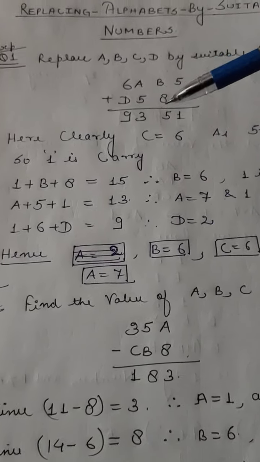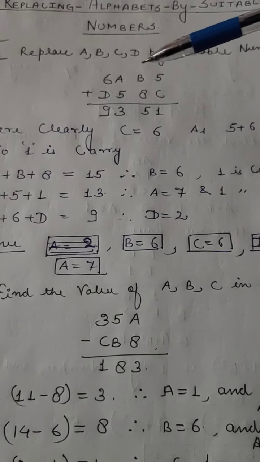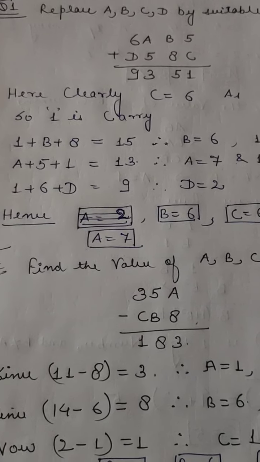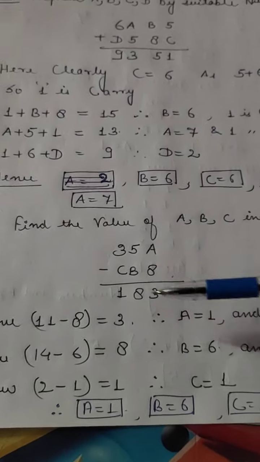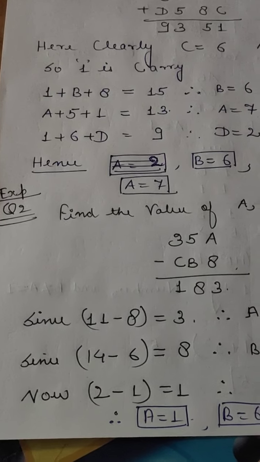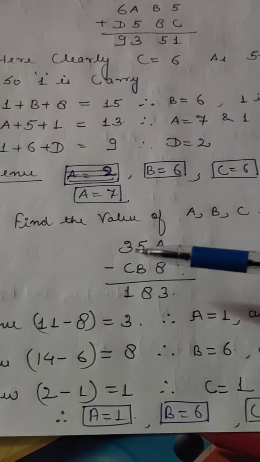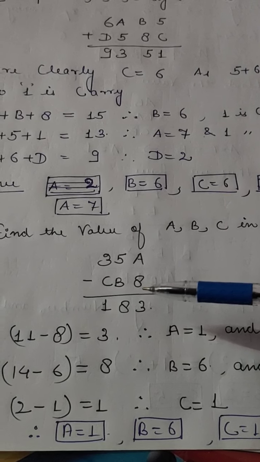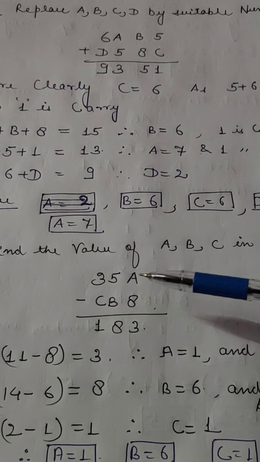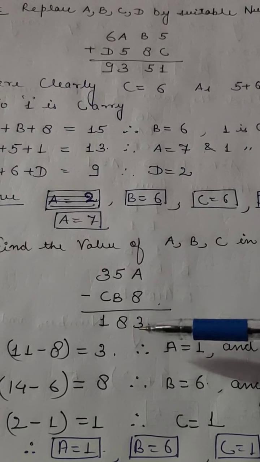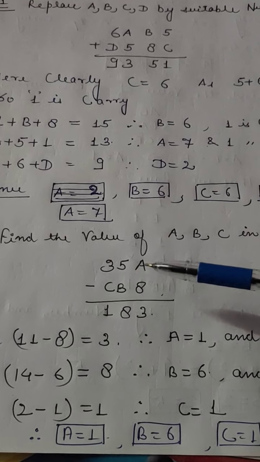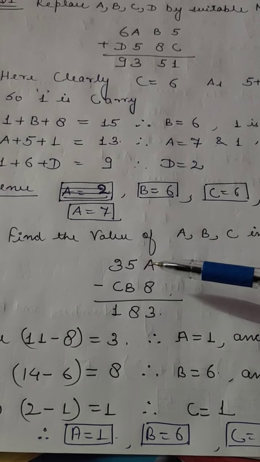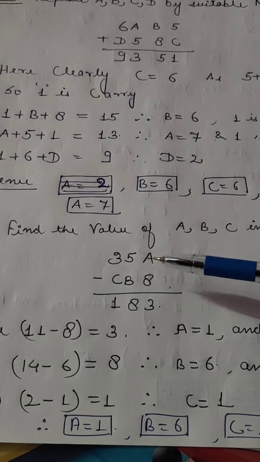So likewise you will have to find the values of these unknown variables A, B, C, D in operations like subtraction, multiplication and division. I have taken the example of one each. This example is based on subtraction. Here the question is 35A minus CB8. First of all the result is coming here as 3. So what should be subtracted from A? 8, so that the result is 3. Here A should be 1.